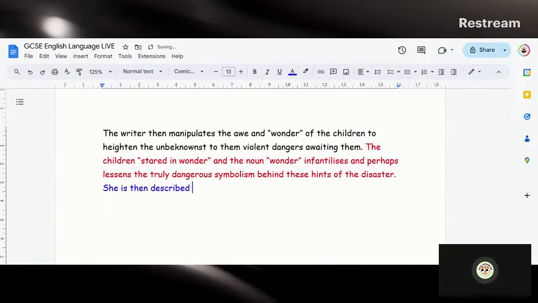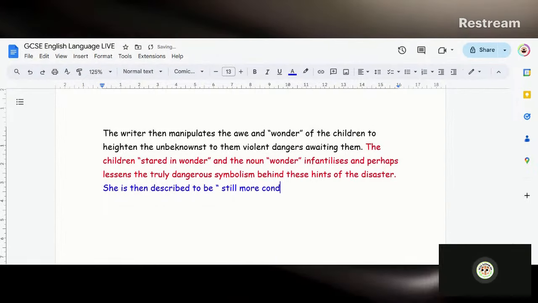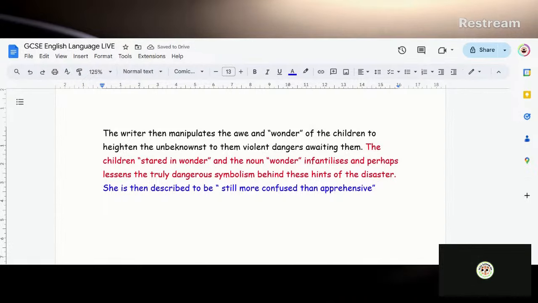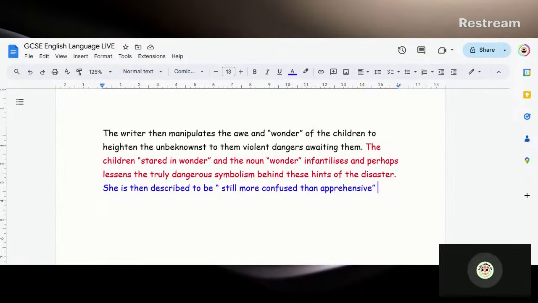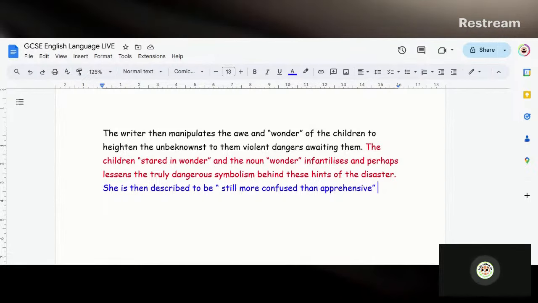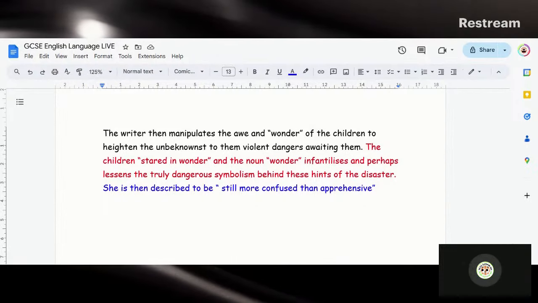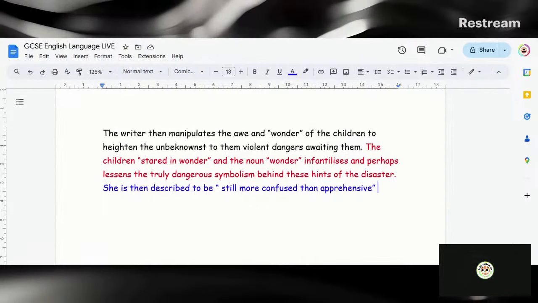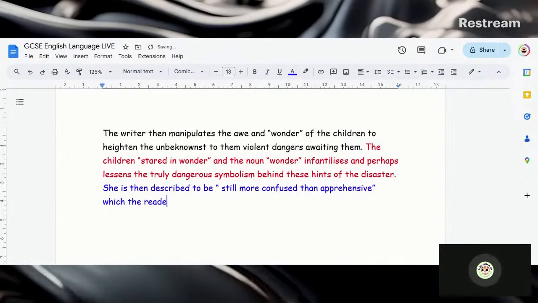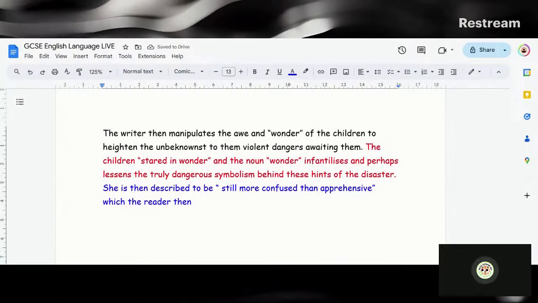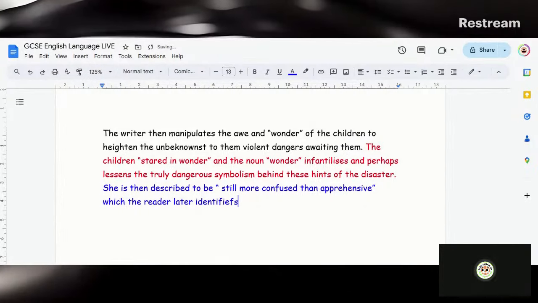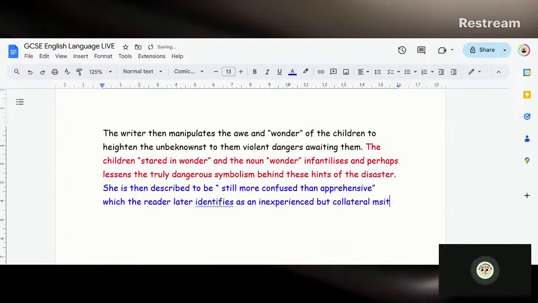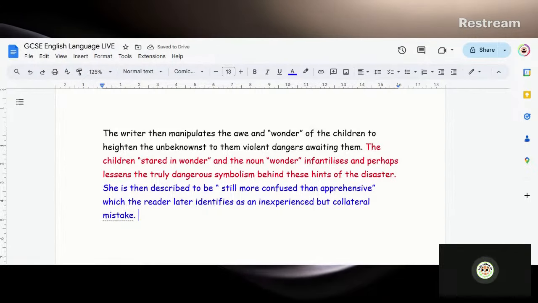She is then described to be still more confused than apprehensive. Question 5 has been done in a previous live on Saturday. You should be able to find it where all my lives are at, and it goes through everything you need. This is for questions 1 to 4 only. She's then described to be still more confused than apprehensive, which the reader later identifies as an unexperienced but collateral mistake, because there's a lot of issues that could come with that, lots of danger.